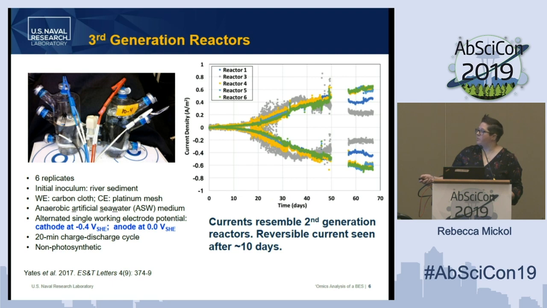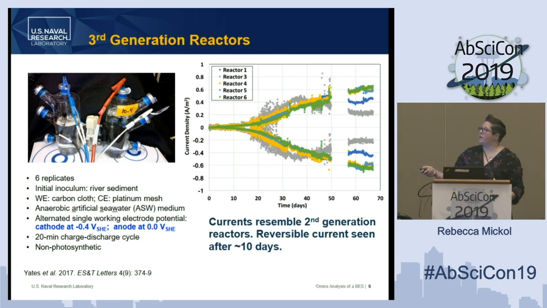We used a 20-minute charge-discharge cycle, and so every 10 minutes the electrode potential would switch on the working electrode. We also covered the reactor so that we could harvest or enrich for non-photosynthetic organisms.